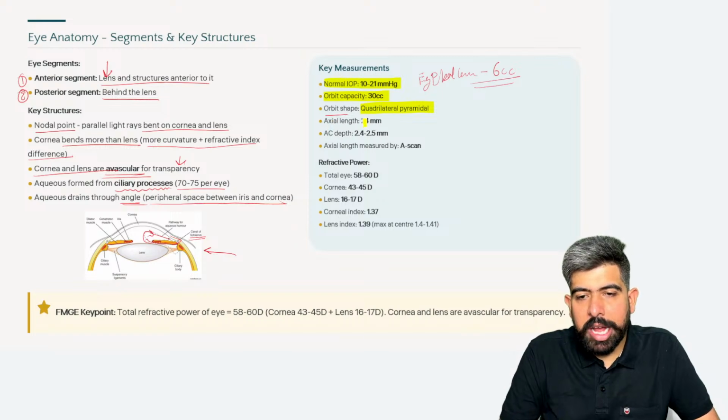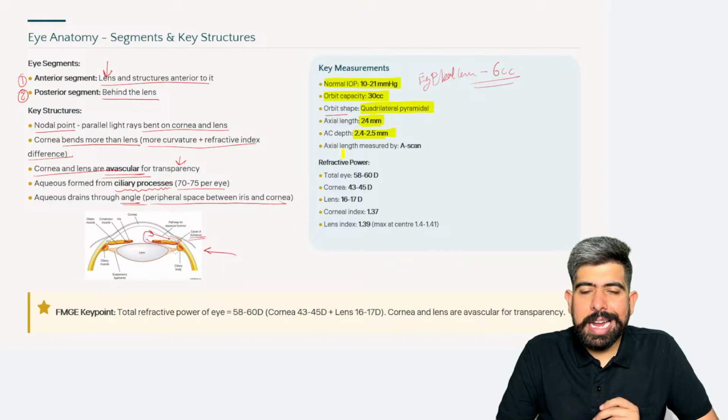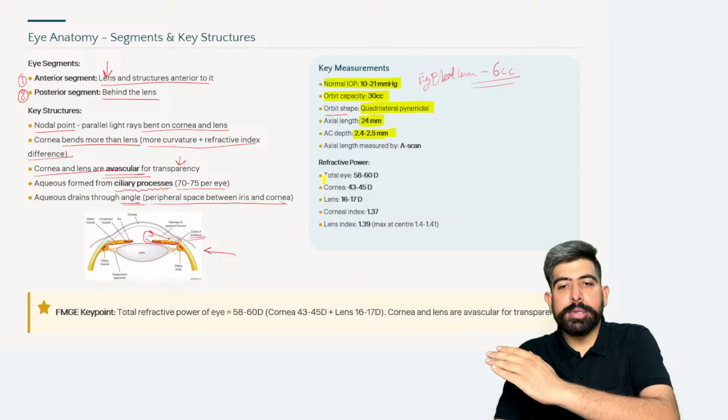Next, the axial length of the eye is 24 mm. And what is the anterior chamber depth? Please remember, what is the depth of the anterior chamber? That is 2.4 to 2.5 mm. And how do we measure this axial length? Axial length means the anterior to posterior length, AP.